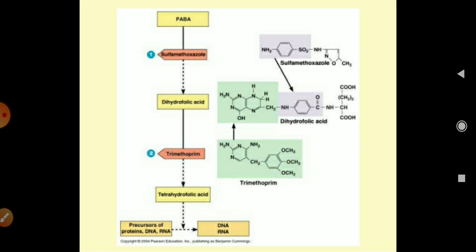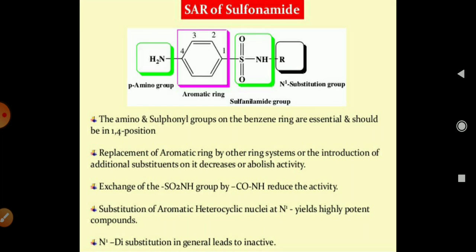Okay, this is the structure of trimethoprim and dihydrofolic acid. The next is SAR of the sulfonamides. This is the individual structure of a p-amino group, which is NH2, the aromatic ring, the sulfonamide group, and the N-substituted group. The amino and the sulfonyl group on the benzene ring are essential and should be in a 1,4 position.